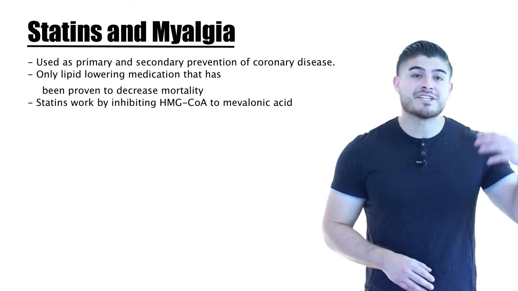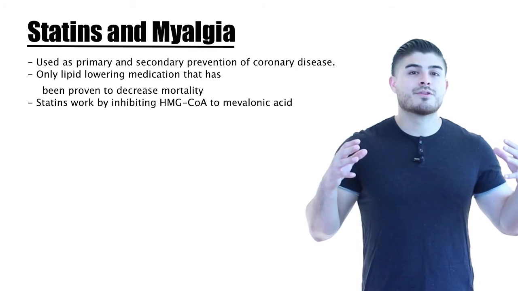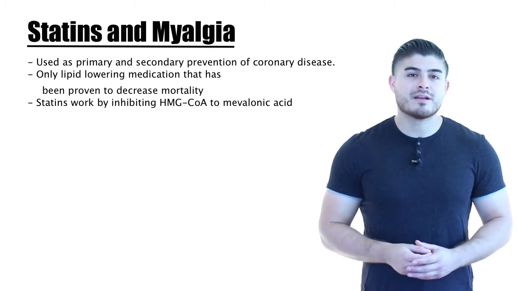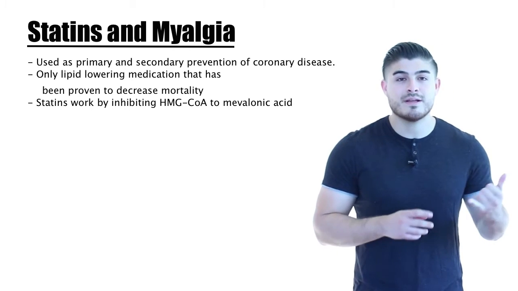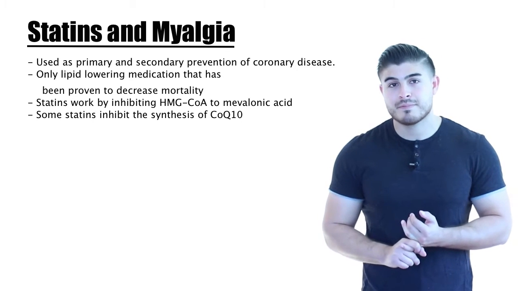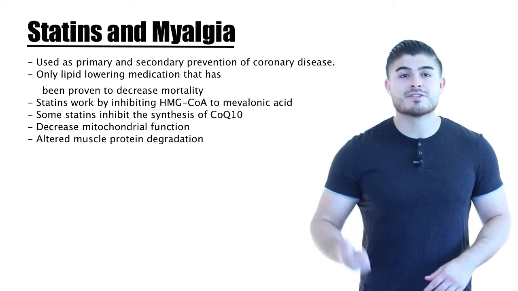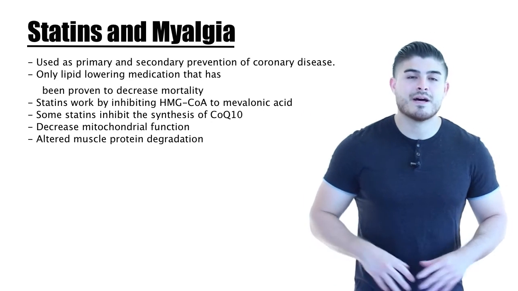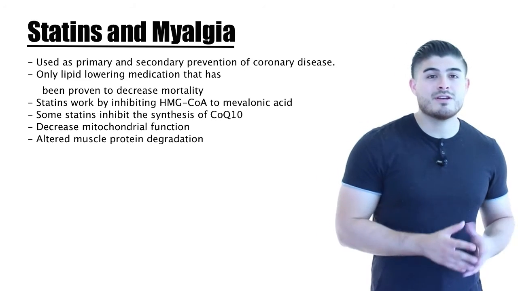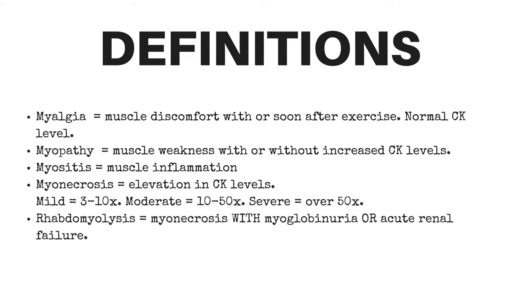They work by inhibiting HMG-CoA to mevalonic acid. Now, the reason or the thought as to why muscular injury occurs are really going to be three schools of thought here. This one is going to be the reduction or the inhibition of the synthesis of CoQ10, decreased mitochondrial function, and finally, altered muscle protein degradation. Now, these are the three theories as to why muscular injury occurs, but again, it's not really known as to why this exactly occurs.